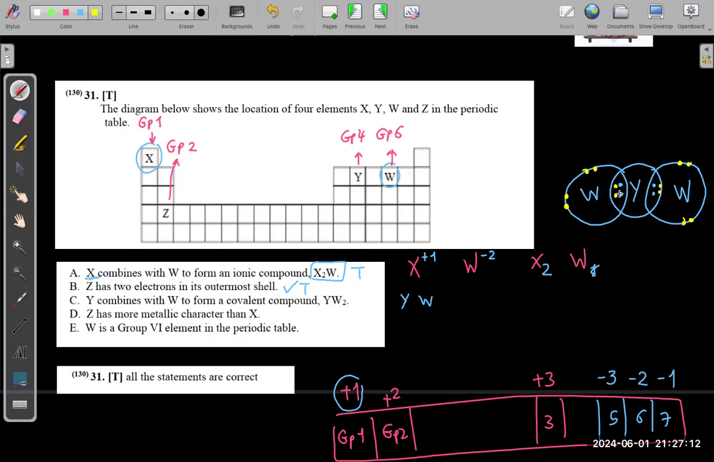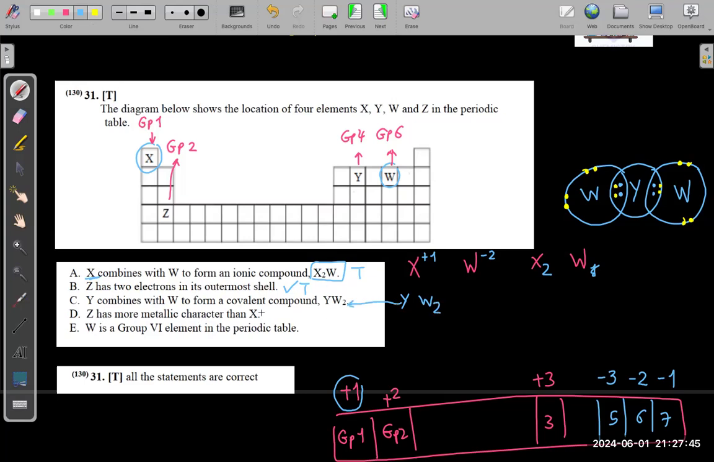Originally W has 6 yellow electrons, but it will feel like it has 8. And the other one also originally has 6 yellow electrons, but it will feel like it has 8. Y has 4 electrons, the blue ones, but it will feel like it has 8. So now it becomes Y and 2 W's, so it becomes YW2. I know this is a little bit difficult.